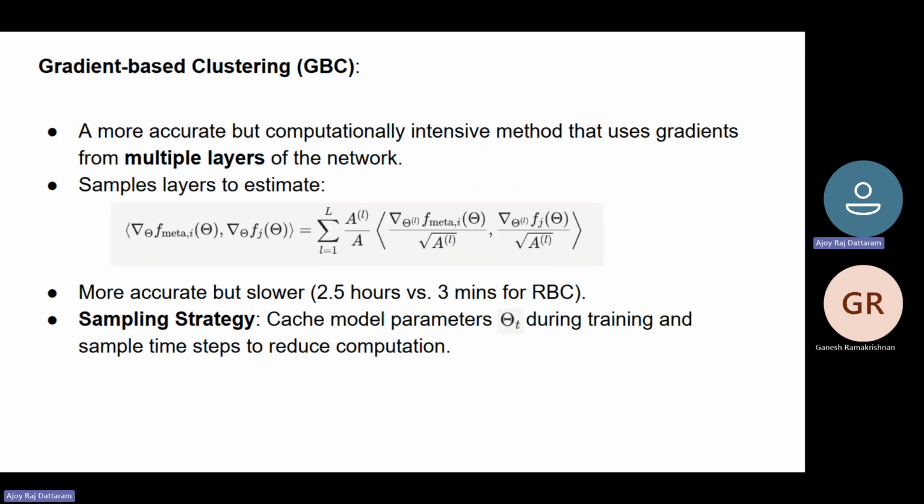So it's more accurate but slower compared to RVC. It takes around 2.5 hours versus 3 minutes for RVC. I found a GitHub repository. Yeah, it's used on multiple layers, I mean, not all the layers.